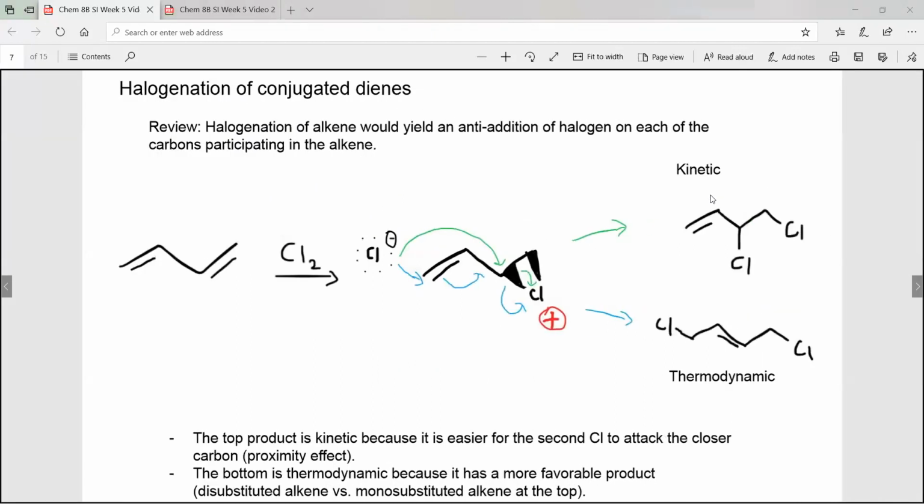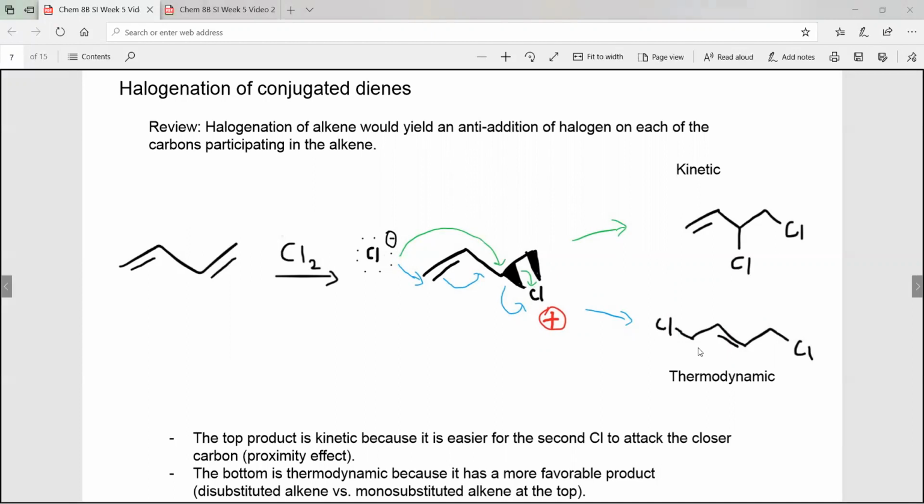Another example we went over is halogenation of conjugated diene. So recall halogenation of alkene involves anti-addition of halogen on each of the carbons participating in the alkene. It first forms an intermediate, then the chlorine or the halogen will normally attack this carbon and the halogen gets kicked off. So here, the top product is kinetic because it's easier for the second halogen to attack at a carbon that is closer, proximity effect, which allows it to have a lower activation energy.